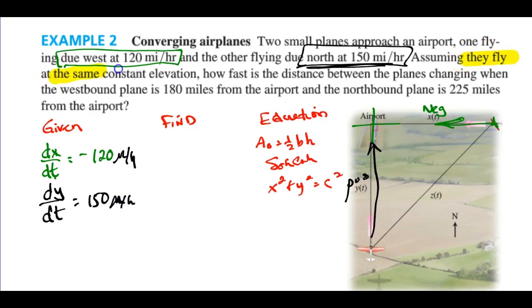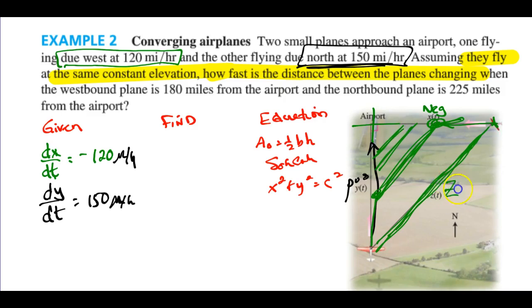So assuming that they fly at the same constant elevation, here comes what we're trying to find. How fast is the distance between the planes changing? All right. The distance between the planes is represented by this hypotenuse, because as the planes move closer and closer, that's decreasing. So the distance is decreasing at a certain rate. So they've defined this as z. You could do c, but let's just use their variables. So they're asking us to find the rate at which that hypotenuse labeled z is changing. So we're looking for dz/dt.